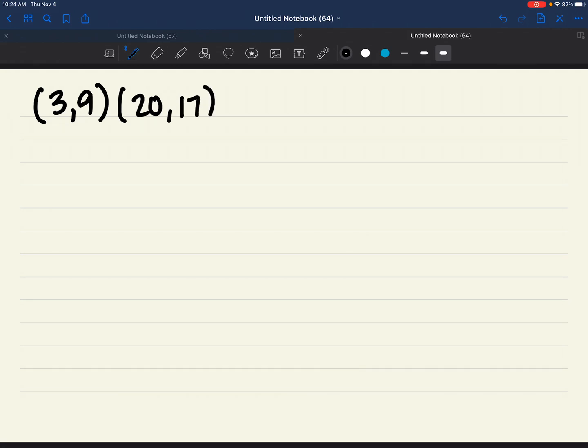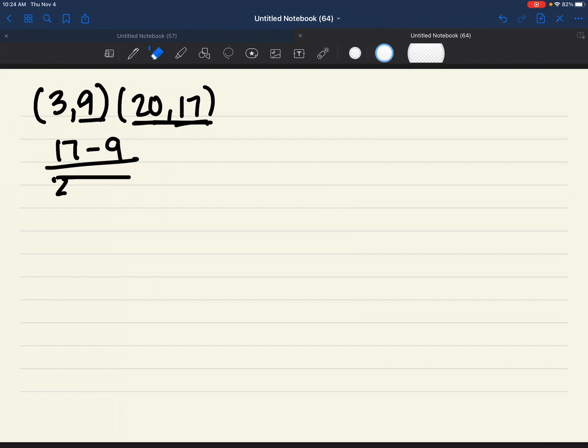Okay, now, how can I use these 2 ordered pairs to write an equation? What's the first thing I should be doing? Y2 minus Y1 over X2 minus X1. Okay, so my y2 is what? 17. Minus y1, 9. And then x2 is 20, minus my x1, which is 3. Okay? All right, what is 17 minus 9? 8. And 20 minus 3? 17.